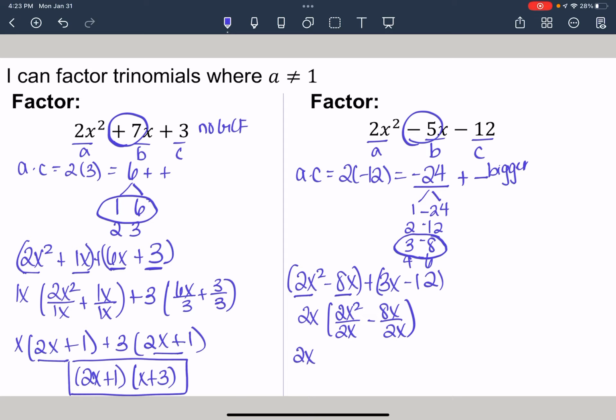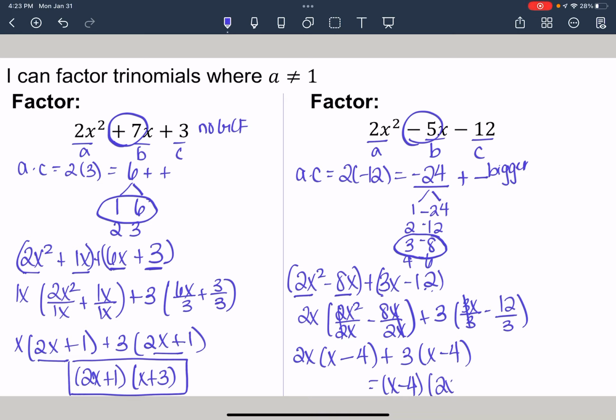So that's 2x times 2 over 2, which will reduce down to 1. X squared over x is x, minus 8 divided by 2 is 4, and then the x terms cancel. Plus 3x and minus 12 have a GCF of 3. So we do 3x over 3 minus 12 over 3. So 3 times 3 over 3 will reduce, leaving you with x. 12 divided by 3 is 4. So this equals x minus 4 times 2x plus 3.